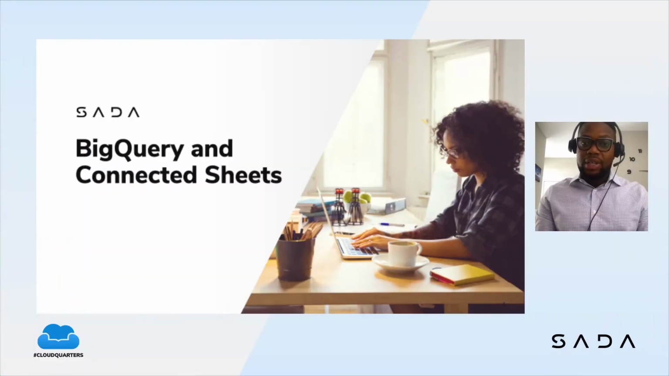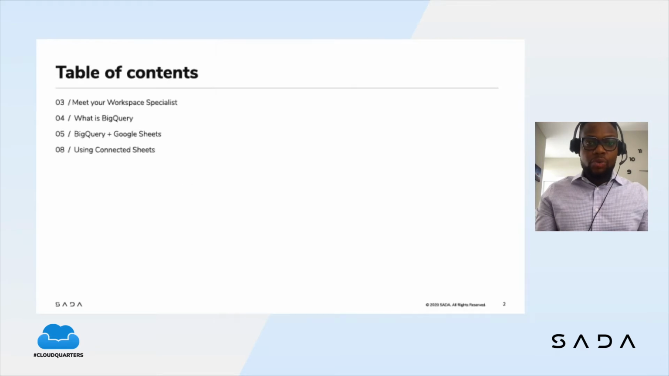Today we're going to be talking about BigQuery and connected sheets. While we're on this, I'm going to run through a little bit of a table of contents. We're going to be looking at what BigQuery is all about. Then we'll run from there into BigQuery in collaboration with connected sheets, and then we'll also talk about how to use connected sheets, a little bit of use cases here and there.